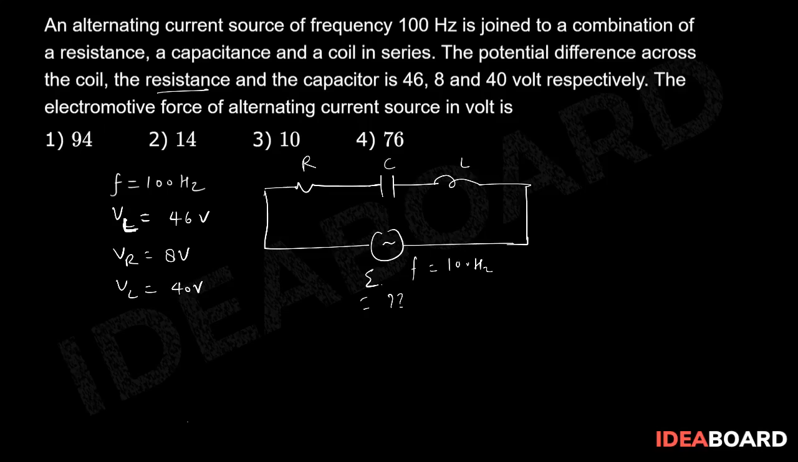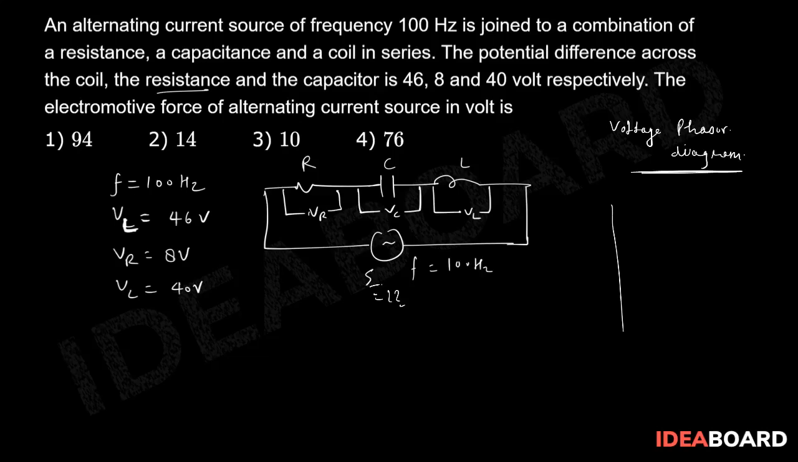Now what should you do? Now they are saying that the potential drop is given. So let's say this is VR, this is VC, and this will be VL. Perfect. Now making the voltage phasor diagram, what do you get? So we get very simply that this is VR, this is VC, and this is VL.